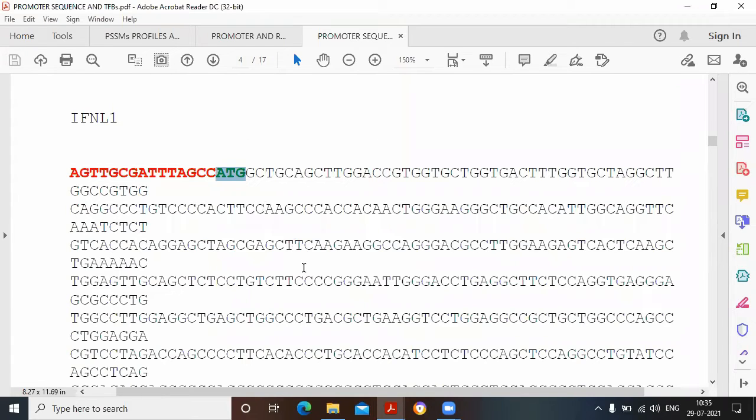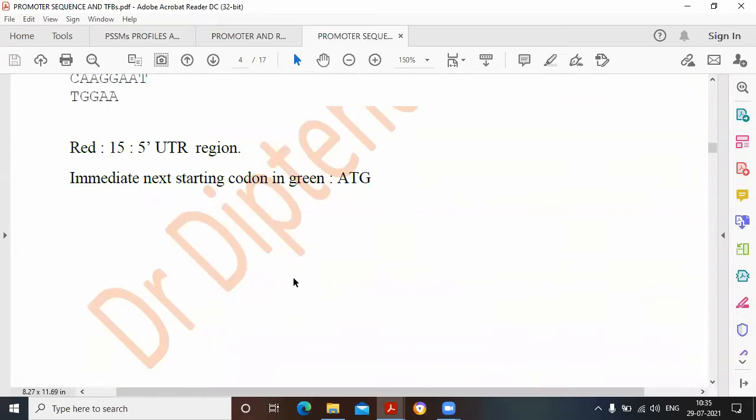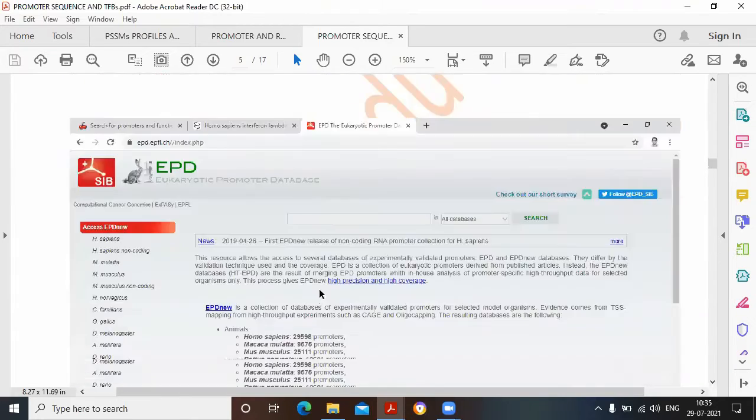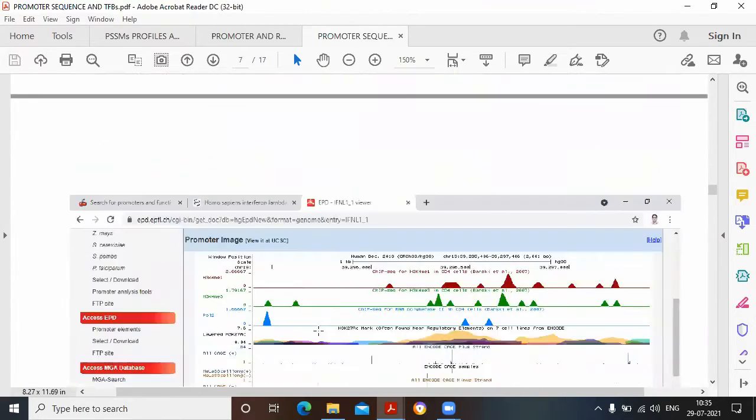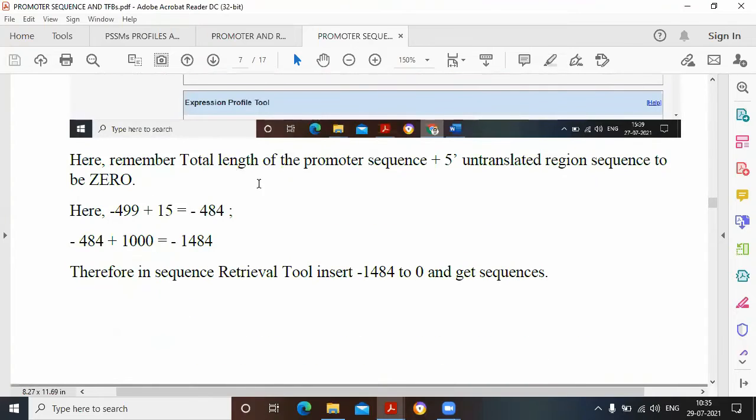And the same information we are applying to analyze, along with this untranslated region, whatever other regulatory region should be present to express this kind of mRNA and to produce the protein. Got it? I hope it is clear. So I mentioned here that 15 alphabets is the untranslated region. I gave this explanation.